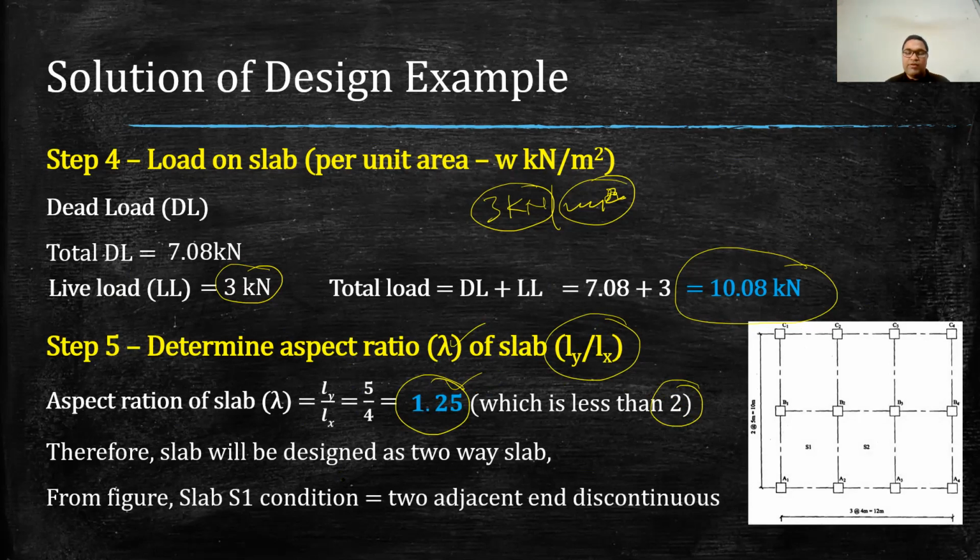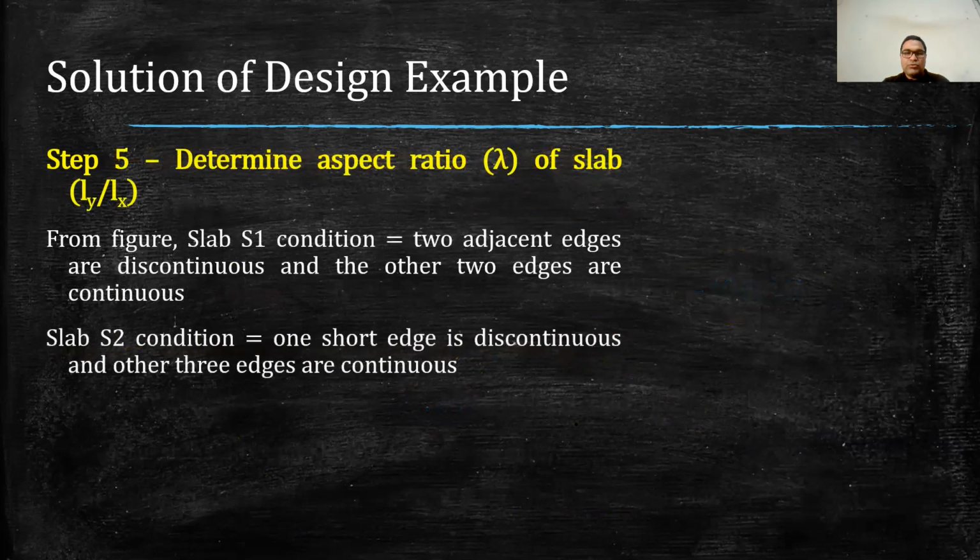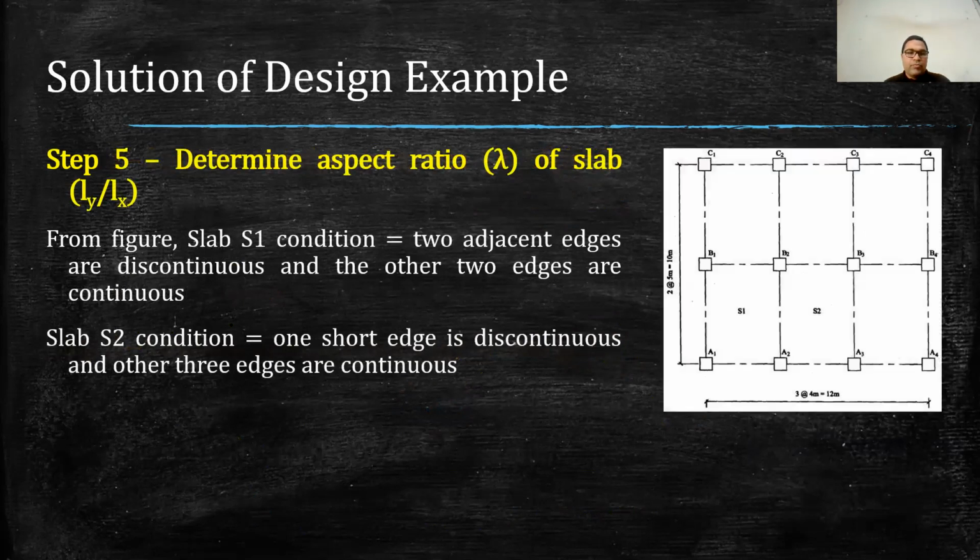So here we will first identify what is the edge condition. So because in this case, we will be designing both the slab S1 and S2. So here, if we try to understand the edge condition for S1, so it is two adjacent edges discontinuous. And if we talk about the case of S2, in that case also, one short edge is discontinuous and other three edges are continuous. So that is the edge condition for these two slab panel.